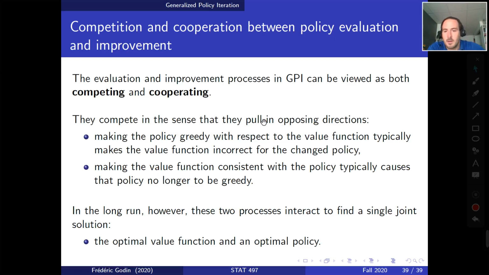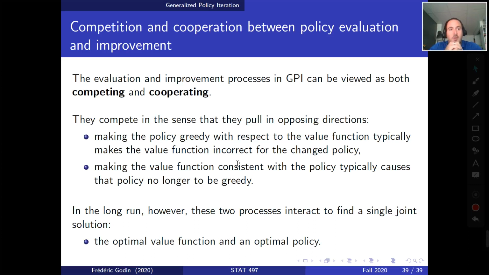So the policy improvement makes the policy greedy with respect to the value function you have. Okay, so by making it greedy, by altering your current policy, it makes your previous estimate of the value function inconsistent with your new policy. Policy improvement makes your value function estimate inconsistent with your new policy because you alter your policy to a more greedy one.